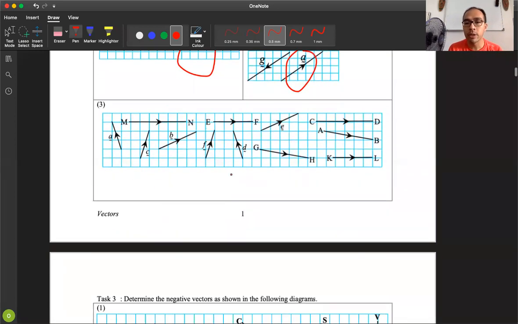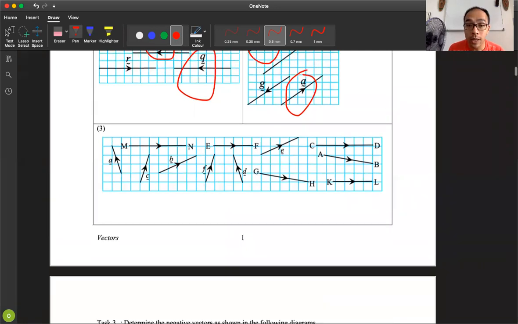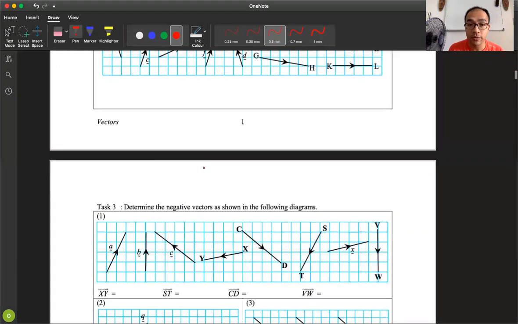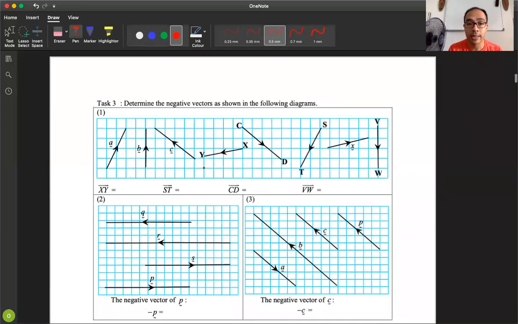Take a look at number 3 on your own. There are a couple of pairs. There's not just two, but there are a few equal vectors over there. Then you can double check your answer.